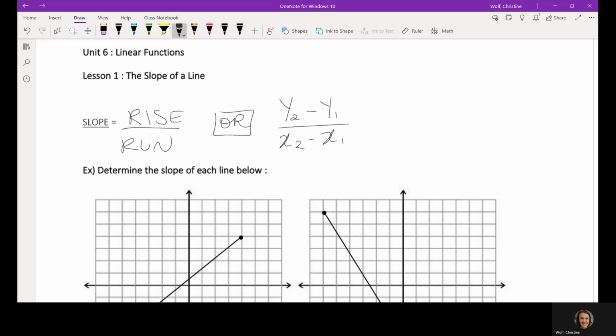Yes? You're doing a bit of slope in science. You're in like a graphing unit. Perfect. We're doubling up on graphing, learning lots.